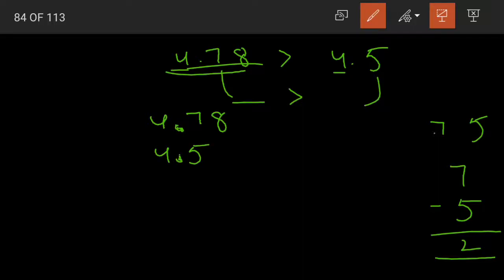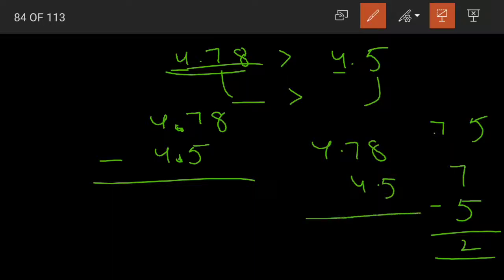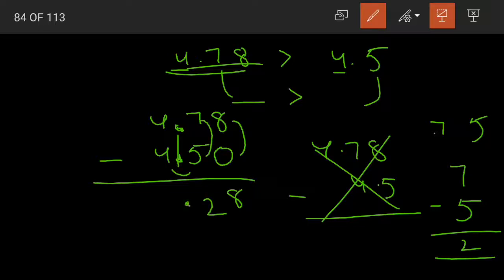See, 4.5. Remember children, the writing of the numbers is very important step. If you write the decimal numbers by mistake like this and go for subtracting, you will get the wrong answer. Okay. Now again here we are having an empty place. So placing a 0. 8 minus 0, 8. 7 minus 5, 2. The decimal point. 4 minus 4, 0. 0.28 m. M stands for meters.